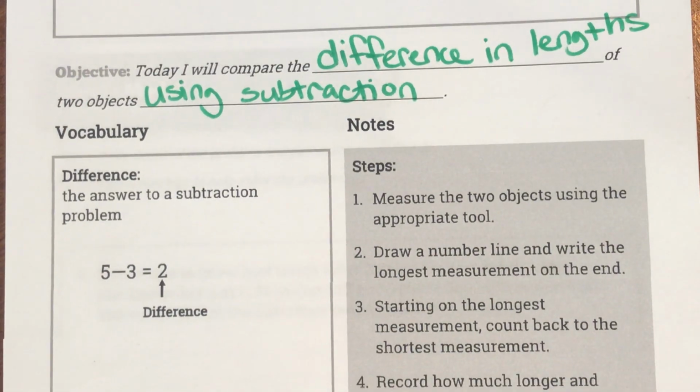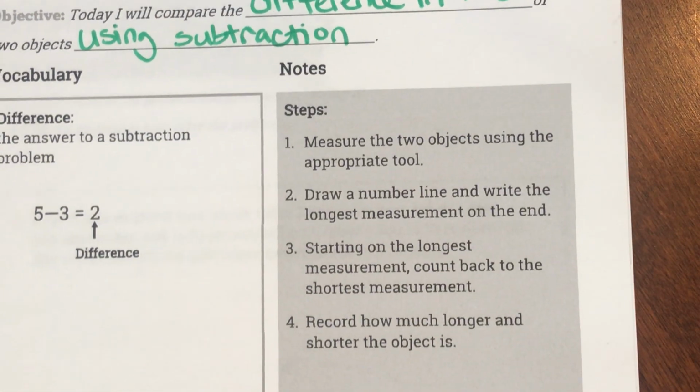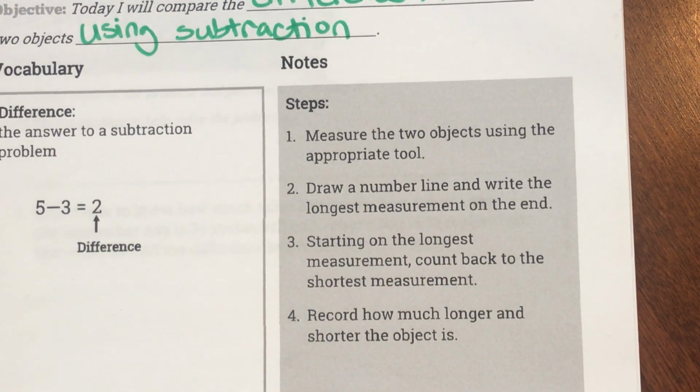So what we see in our vocabulary is they just remind us that difference is the answer to a subtraction problem. They give us a very basic one, boys and girls. We're not going to see ones that easy today though. Some of ours are going to be a little trickier. And then they give us our steps, and they tell us we're going to measure the two objects using the appropriate tool. We're going to draw a number line and write the longest measure on the end.